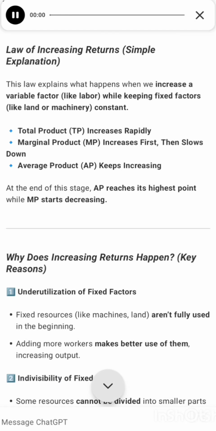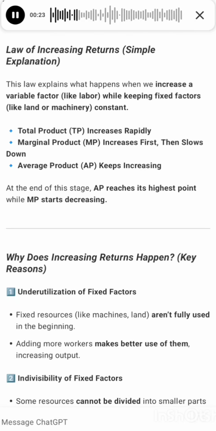Law of increasing returns. Simple explanation. This law explains what happens when we increase a variable factor, like labor, while keeping fixed factors, like land or machinery, constant. Total product, TP, increases rapidly. Marginal product, MP, increases first, then slows down. Average product, AP, keeps increasing. At the end of this stage, AP reaches its highest point, while MP starts decreasing.